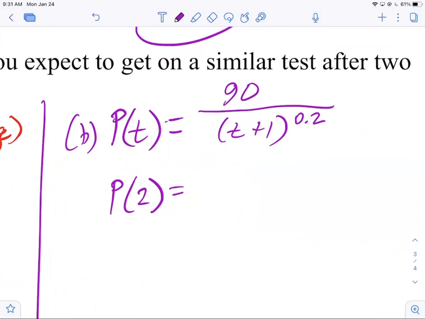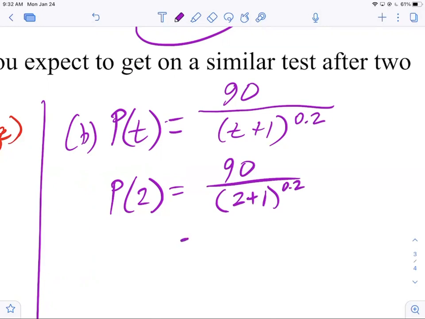Hopefully, you think you'd do better if you didn't rehearse. That's very unlikely, right? If you get the same, then you have a steel trap mind, they say, right? You just don't forget anything. But more than likely, it's going to be lower. So let's plug it in. 2 plus 1 to the 0.2th power. And I have a calculator right here. I'm not going to bother loading my calculator on the screen. So I'm just going to go 90 divided by 3 to the 0.2 power.